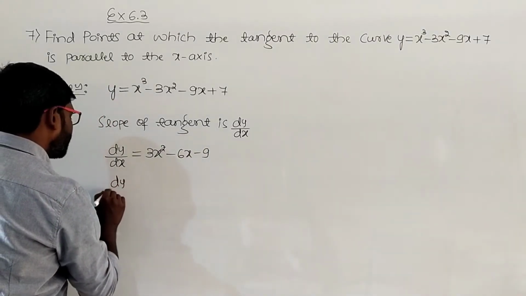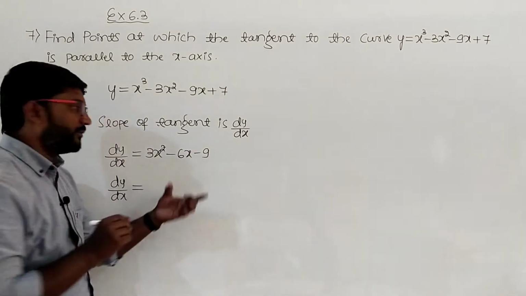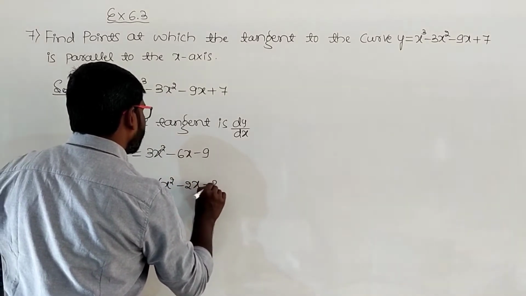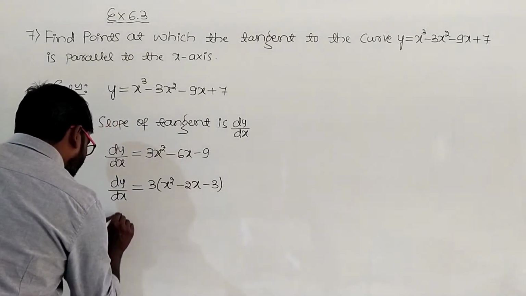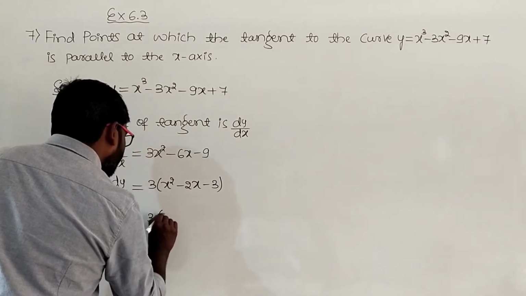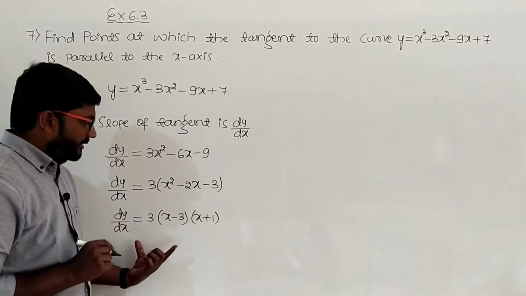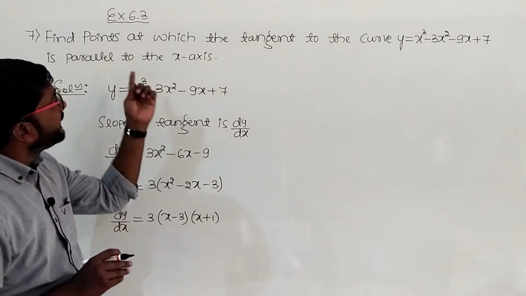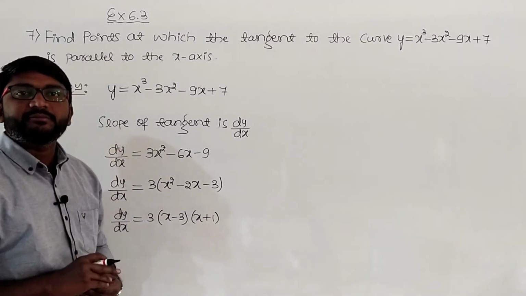So dy by dx equals, in all the three terms we can take 3 common. Take 3 common, you get x square minus 2x minus 3. So this can be written as dy by dx equals 3 into x minus 3 into x plus 1. So now we have got the slope of the tangent, and he says this tangent is parallel to the x-axis. That means we have to equate dy by dx with 0.